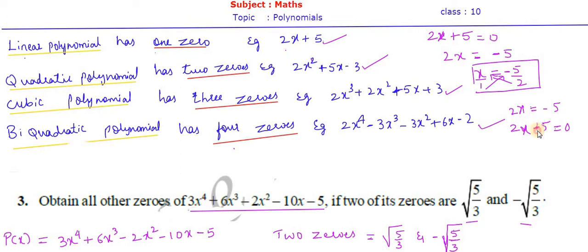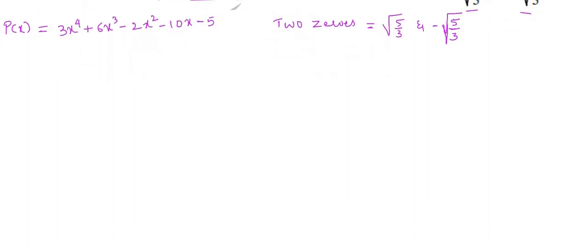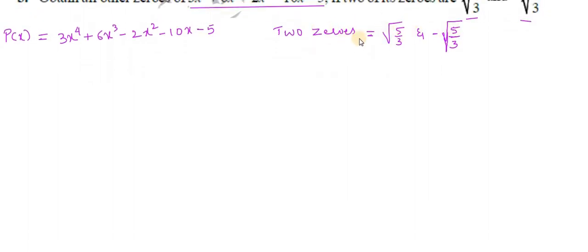So we know that if zeros of a polynomial are given, we know how to convert them to the equation. Similarly, here they have given two zeros, so we can write x is equal to square root of 5 by 3, and also x is equal to minus square root of 5 by 3. Yes, we are all familiar with this. Why? Because these are the only two zeros of the polynomial given.